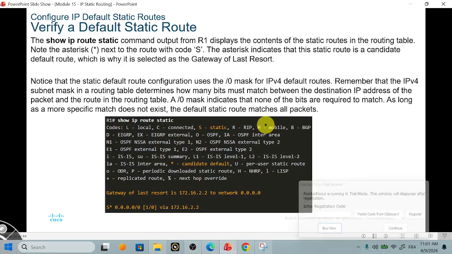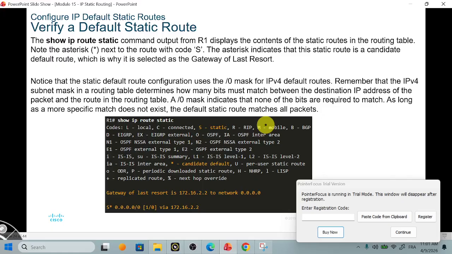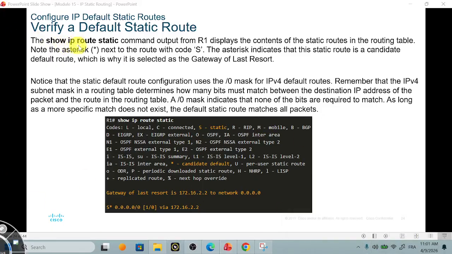Verify a default static route. How to verify? Using the routing table. Use the show ip route static command to see the static routes.